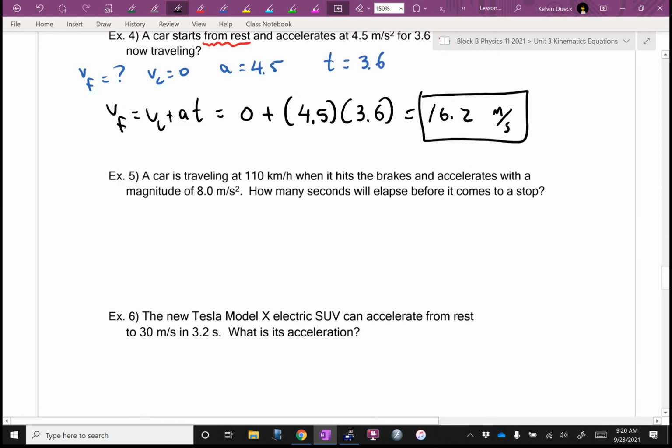Look at example 5. I like example 5. Example 5 is a nice question. What's example 5 asking me to find? I don't think it's asking me to find VF. Where's the phrase that told you time? How many seconds? Also, why don't I like this question? Units. Blech. Okay, it's going to take some work, but we can handle this.